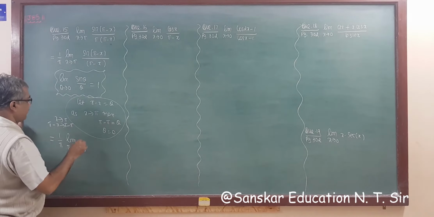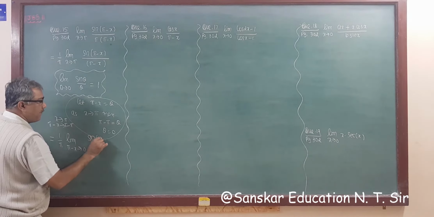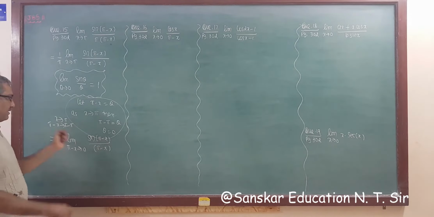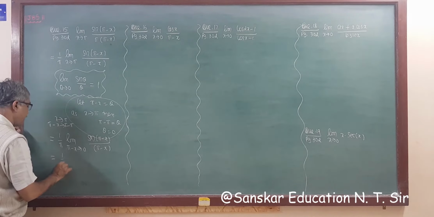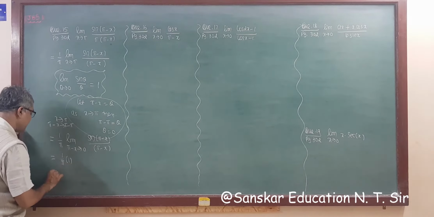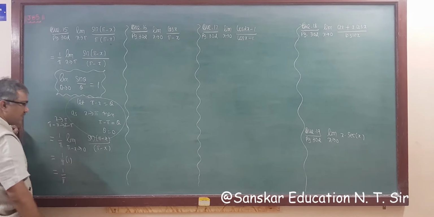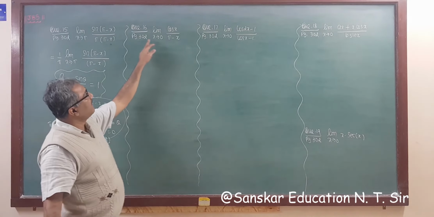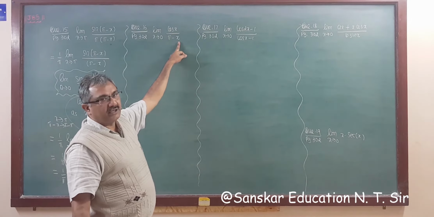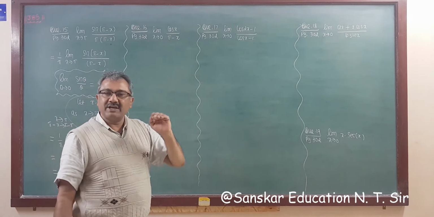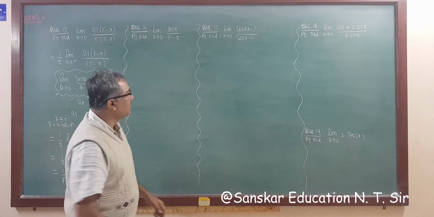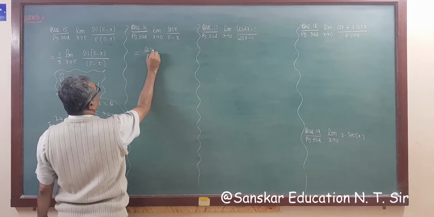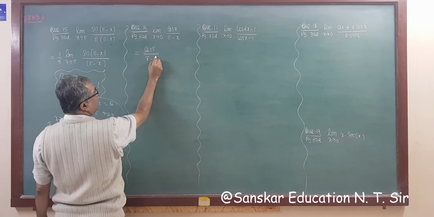Right? So the answer will be sine of pi minus x upon pi minus x, that is 1. So the answer will be 1 upon pi into 1, that is 1 upon pi is your answer. Right? Got it? Now here, if we substitute x equal to 0 here, then the denominator is not equal to 0. That means we have to substitute the limit directly.